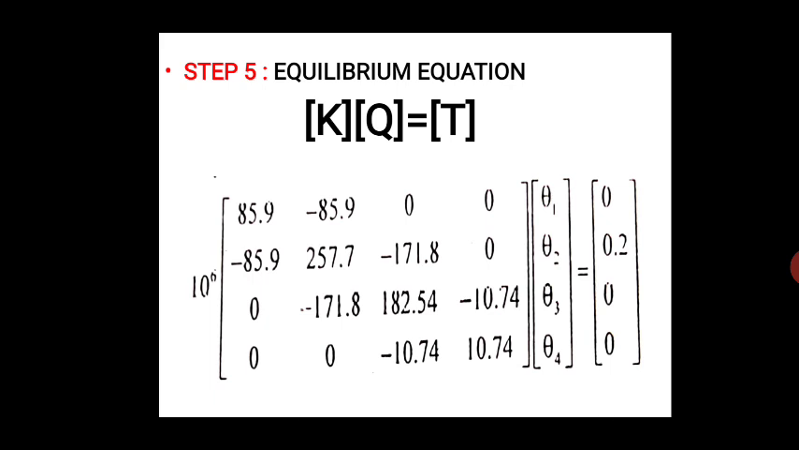Considering this one, we can write the equilibrium equation as KQ is equal to T. This is the equilibrium equation for the rod element. Now for this equilibrium equation, we need to apply the sixth step, that is applying boundary condition.